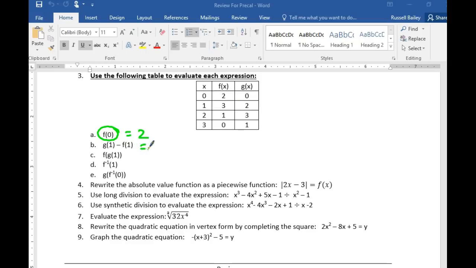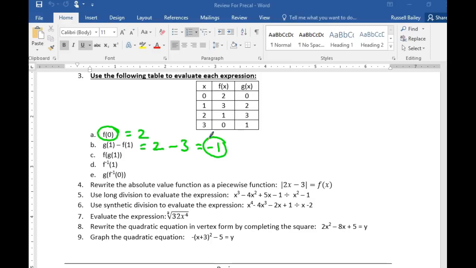For part B, they want g of 1 minus f of 1. So first of all, let's find out what g of 1 is. We find where x equals 1, and we look at the g value, that's 2. So that's what g of 1 is. And then we're going to find f of 1. Find the x value, and the f value is 3. So 2 minus 3 would be -1 is the final answer there.